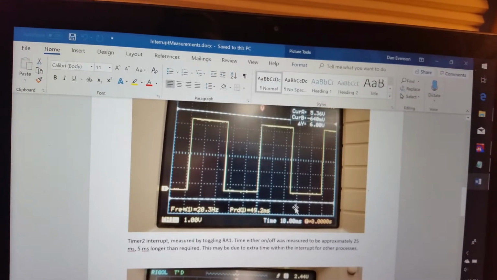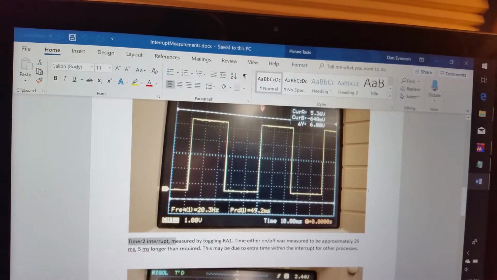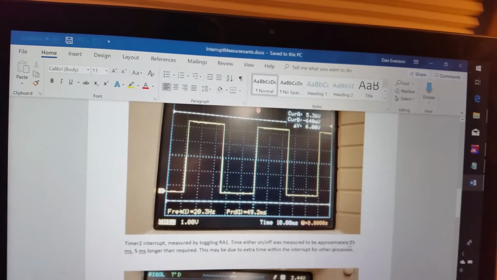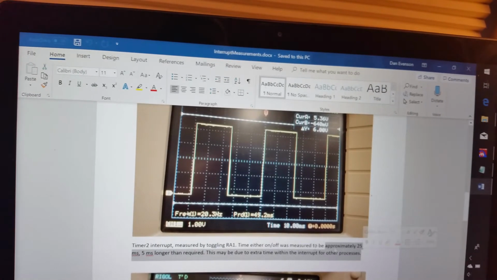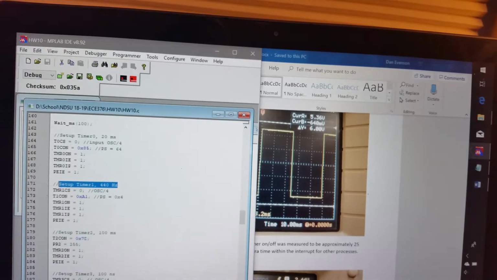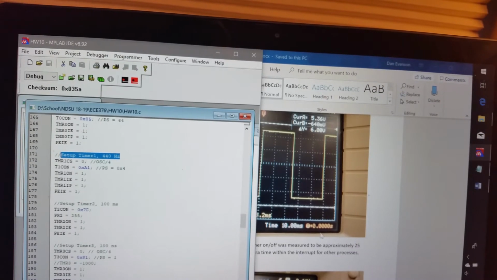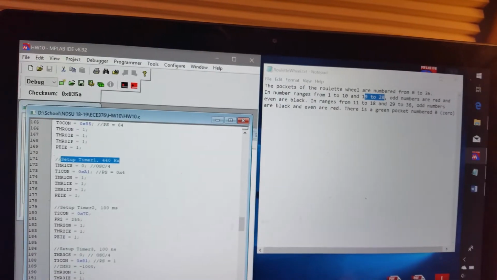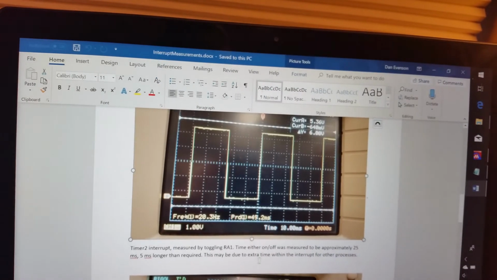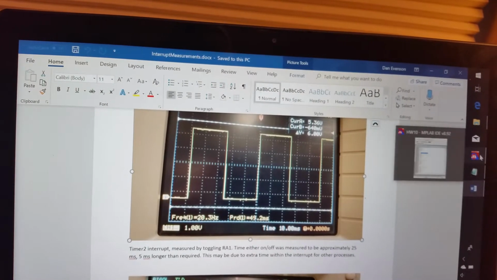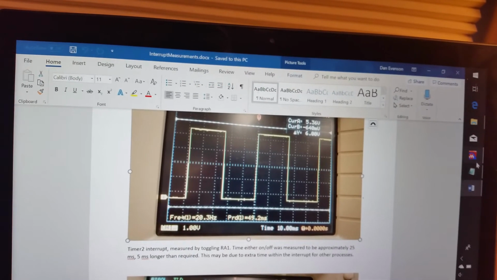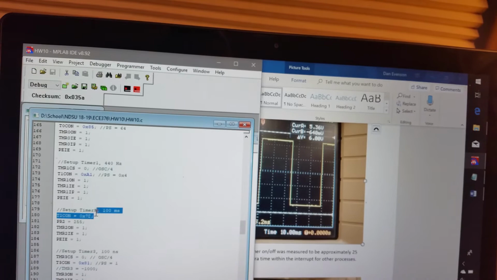And let's go to timer 2 interrupt. Timer 2 interrupt was measured by toggling RA1. This was a little bit off. It was measured to be 25 milliseconds, and timer 2 was meant to be... Whoa, I'm way off there. I am farther off than I thought I was. So that was 25 milliseconds, and I meant timer 2 to be 100 milliseconds.